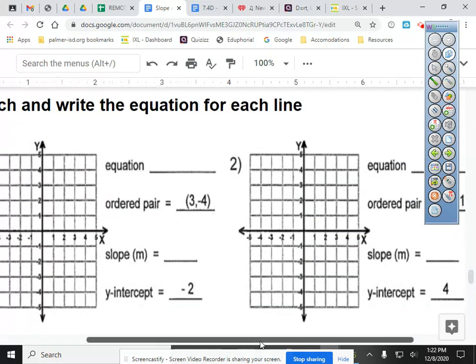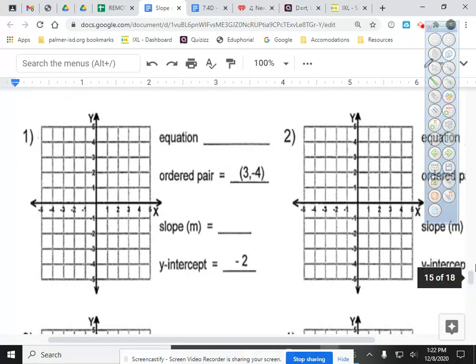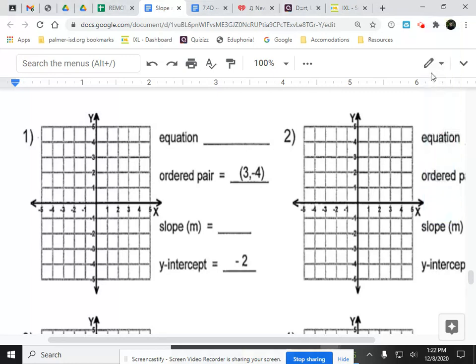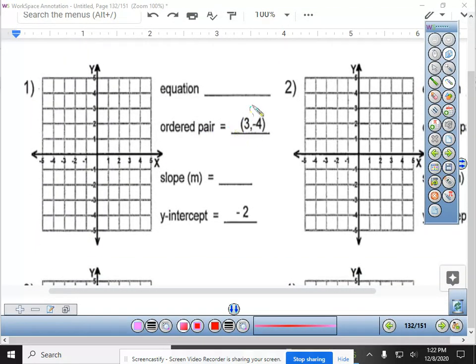So this is going to be your assignment. It says sketch and write the equation for each line. I'm going to do number 1 with you, and probably number 2. So the ordered pair is 3, -4. This is the X and Y. This is reverting back to when you graphed them in 4th grade. Okay, your ordered pair, 3, -4. That means you go over 3 and down 4. So right there. What's the y-intercept?